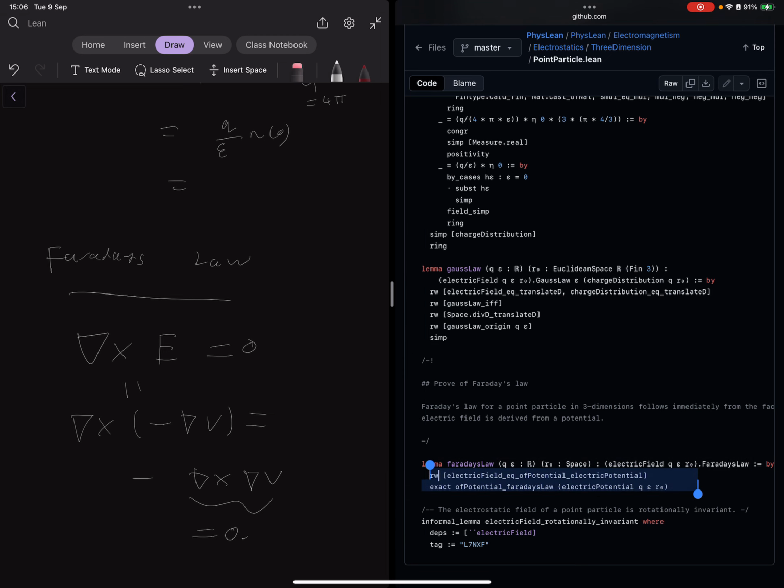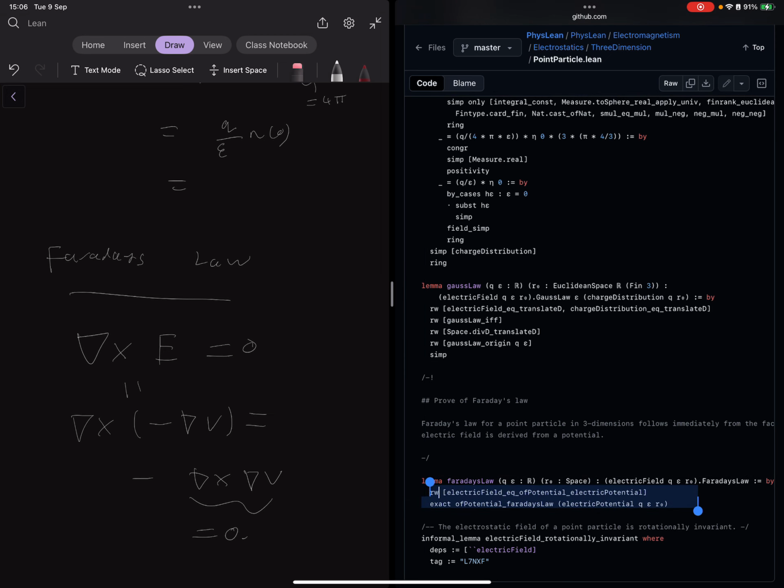Very simple. Great. And then this informal lemma. If you want to get involved and you want to help, this is something that you could do. You could help prove that the electrostatic field of a point particle is rotationally invariant.